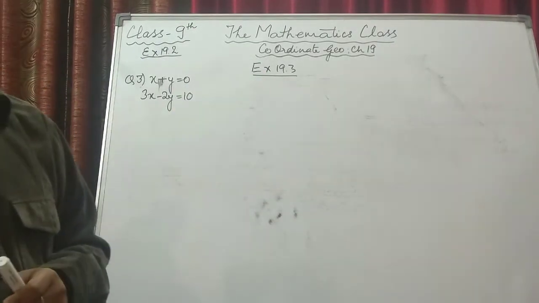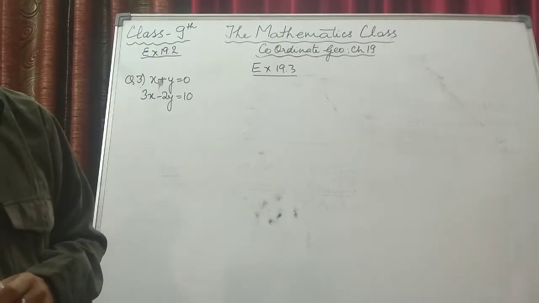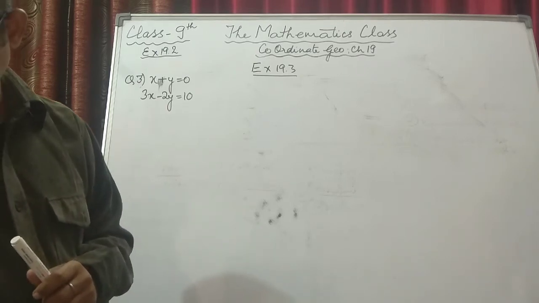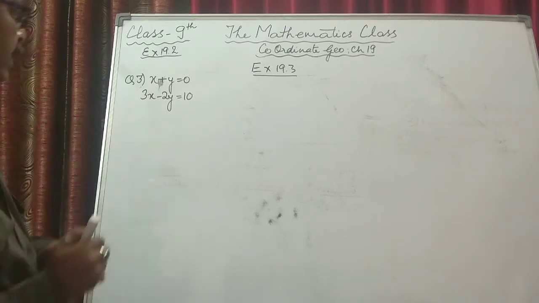In this, the first question is to solve the following equation graphically. Second is to solve the pair of equations graphically, plotting at least 3 points. So I am leaving the first and second. I am moving on to the third one. Using the same axis of coordinates and same units, solve graphically.